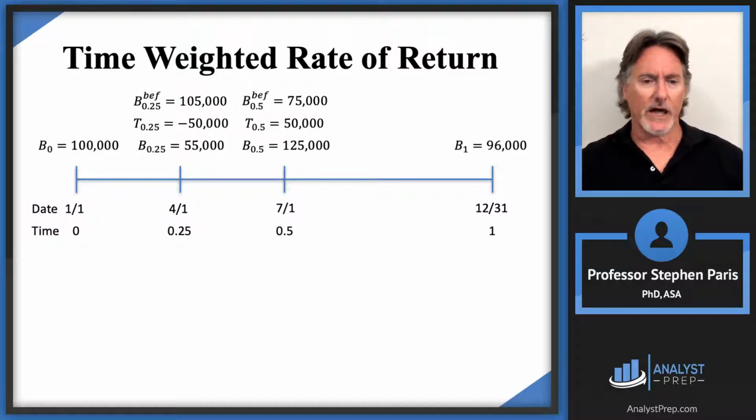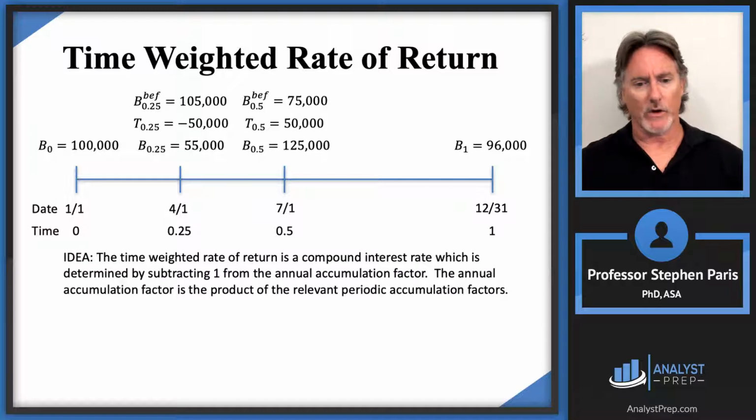So let's look at the idea behind the time-weighted rate of return. This is going to be a compound interest rate, which is determined by subtracting 1 from the annual accumulation factor. Of course, the annual accumulation factor I'm thinking of as 1 plus i, so I subtract 1 to get the i. That's the time-weighted rate of return. And as before, the annual accumulation factor is the product of the relevant periodic accumulation factors. Okay, so let's look at how we would proceed with this example.